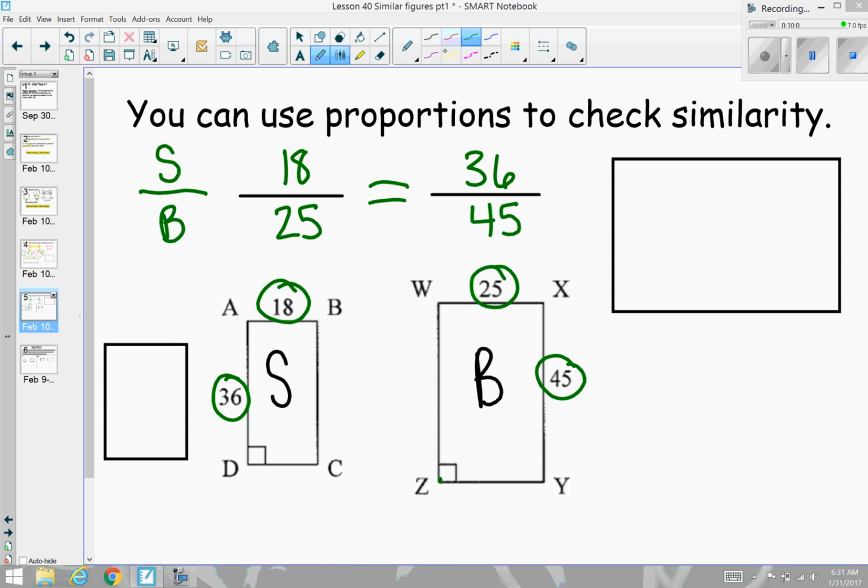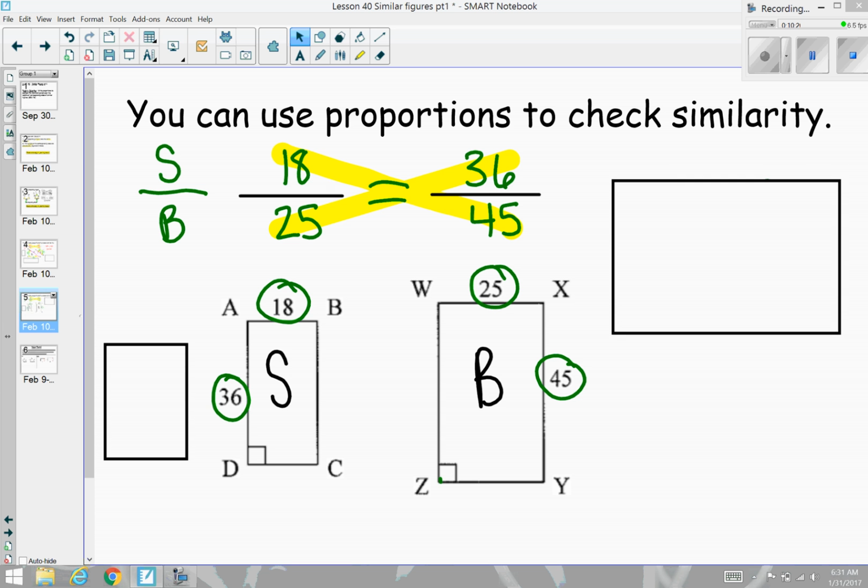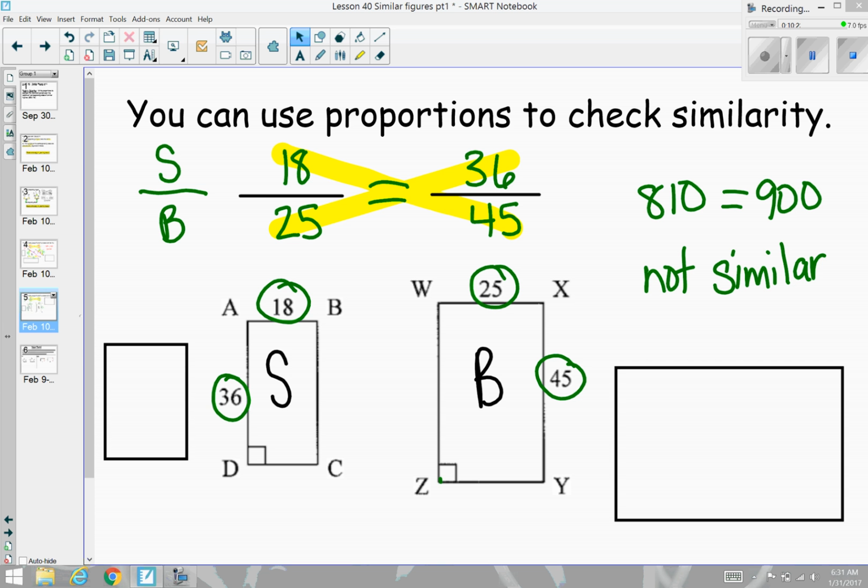And we know that we need to cross multiply. So we're going to multiply going across like this and multiply going across like this. And we want to see if they are proportional to each other. If they're proportional, then they're similar. So let's check. Check with your calculator. Okay, so we see that one side is 810 and the other side is 900. So even though they look like they could be similar to each other, we proved that they are indeed not similar to each other. Very interesting.